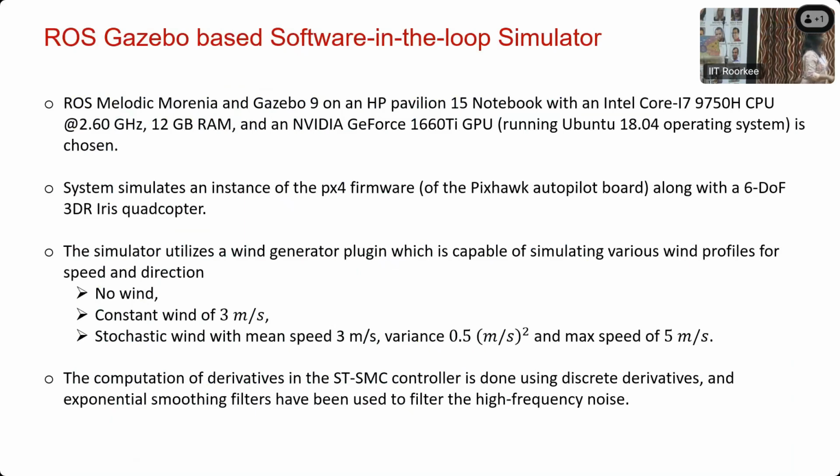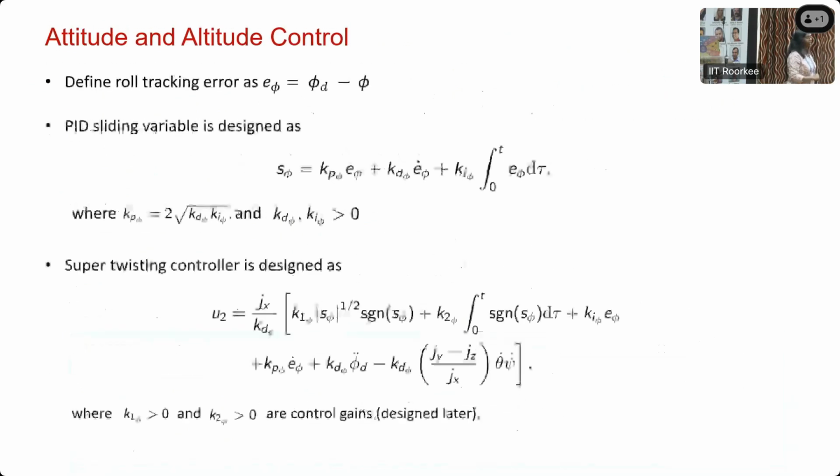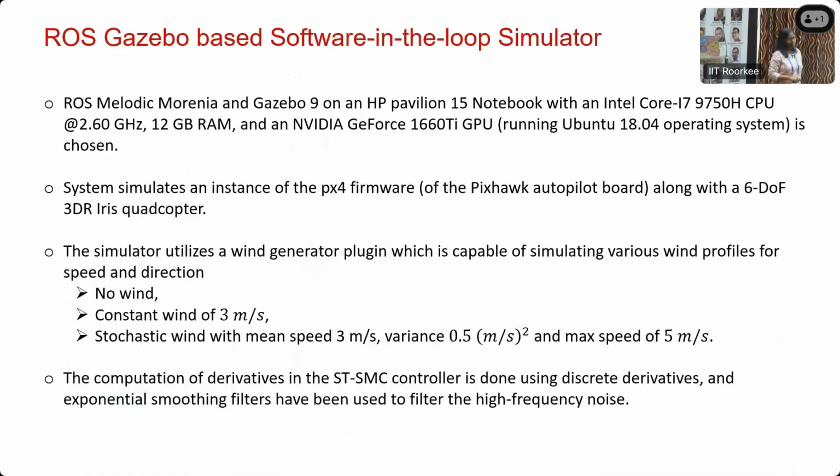Okay. And you might have noticed that in the sliding variable and the controller, at both places, we had the integral terms, right? So if you see, we have these integral terms over here in the sliding variable, and also we have this integral term in the control input, which gives rise to the super twisting structure. So for the Gazebo-based simulation, we have used an exponential smoothing filter, and we have done the differentiation using discrete derivatives, to eliminate this high frequency noise.